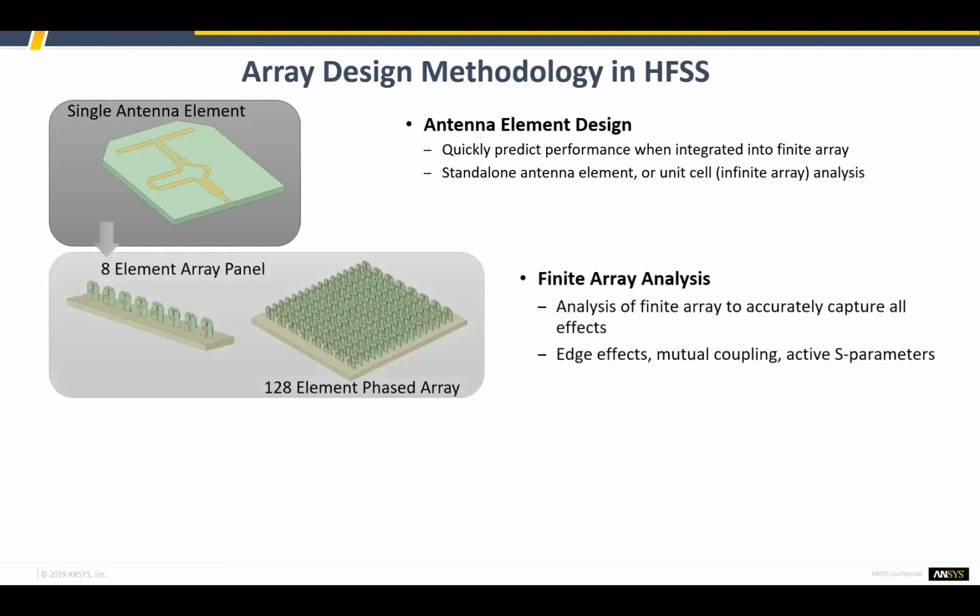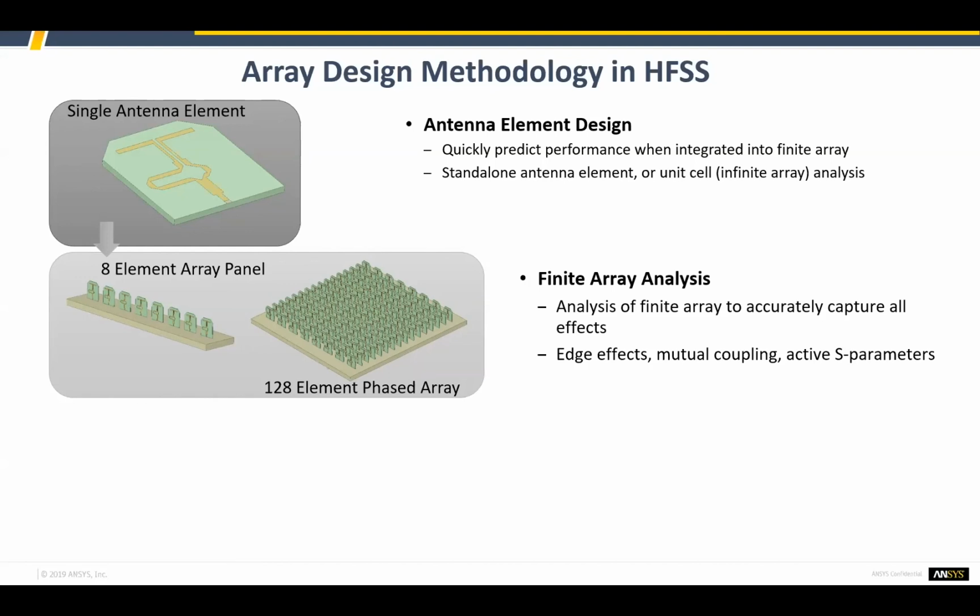And then once we have that antenna performing the way we want, in other words, once I've tuned it using HFSS, I can take my single element and I can put it into an element array panel, maybe a small one first, an 8-element panel. I can make sure that everything works the way I expect it to in terms of feed network or power or phasing. And once I've got that done, I can create a 128 element phased array. Now, these are all done in HFSS, and you can see these are all 3-dimensional models.